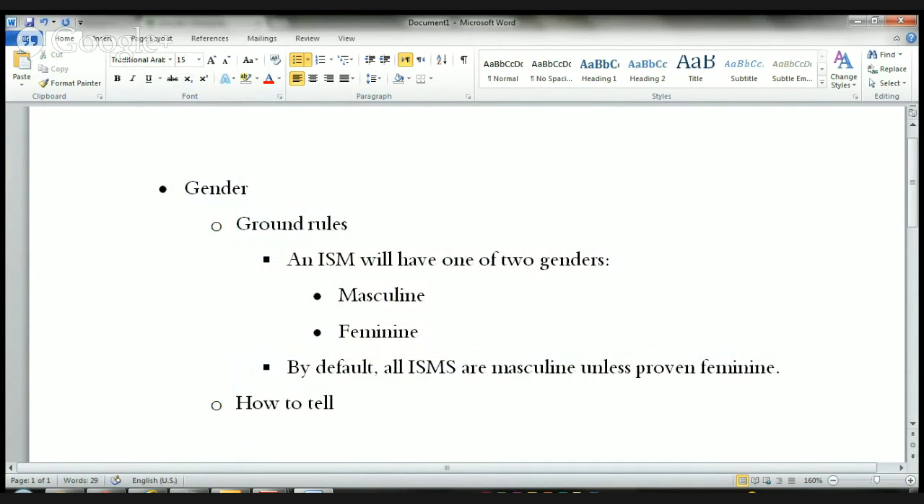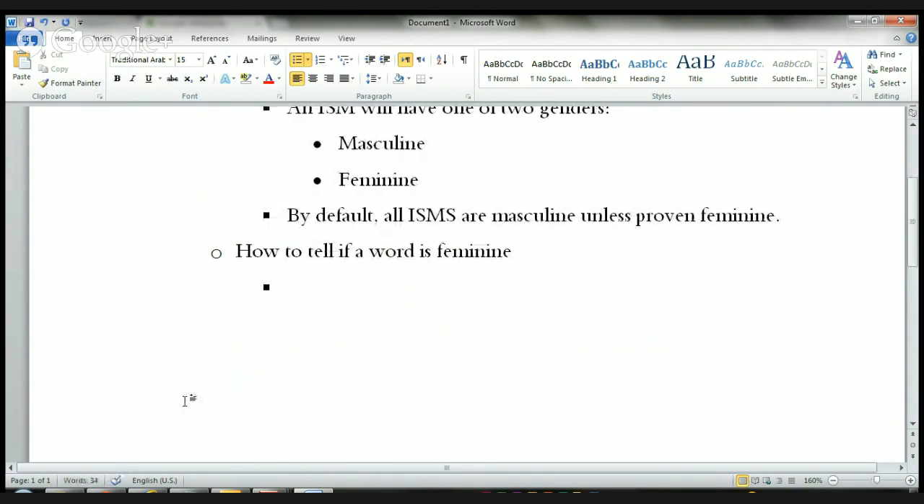How to tell if a word is feminine? There are three ways. The first way, you already know it. How do you tell if a word is feminine? Good. It ends in ta marbuta.